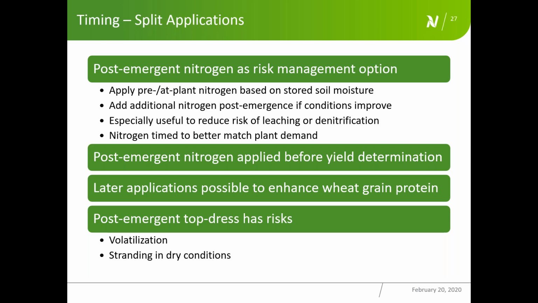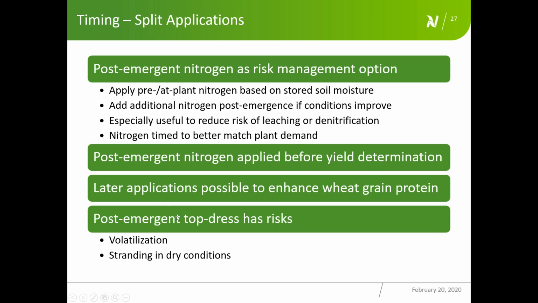In dry conditions, it may give us the opportunity to apply some of the nitrogen at planting or before planting based on the amount of stored soil moisture, and then wait and see what kind of rainfall we get. If conditions improve, we could come back and apply some additional nitrogen.